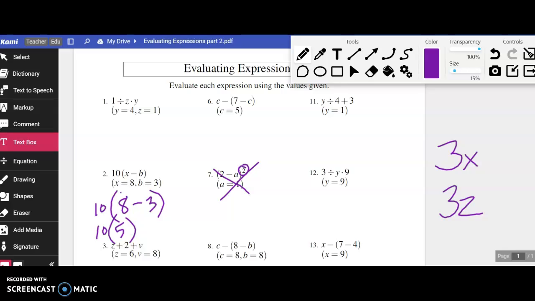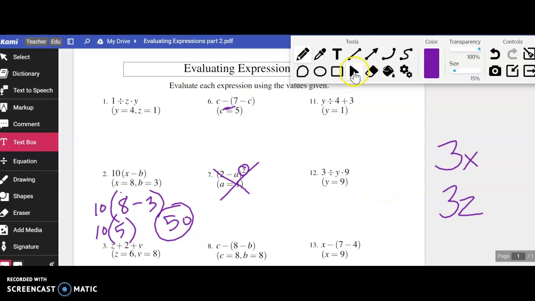Notice I still wrote the parentheses, because if I got rid of them, I would just have a number next to a number. And now I know, okay, that means multiply, so that is going to be 50. All right? If there's an operation like minus, then we minus. But if there's no operation, that means times.